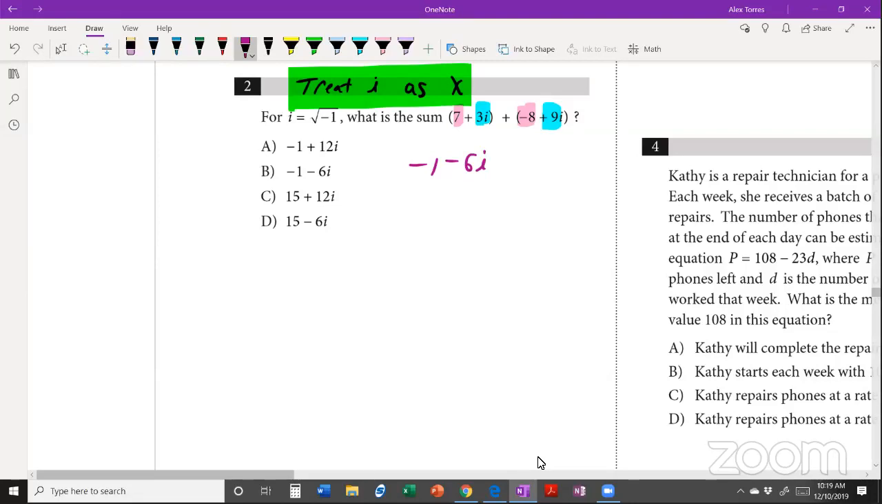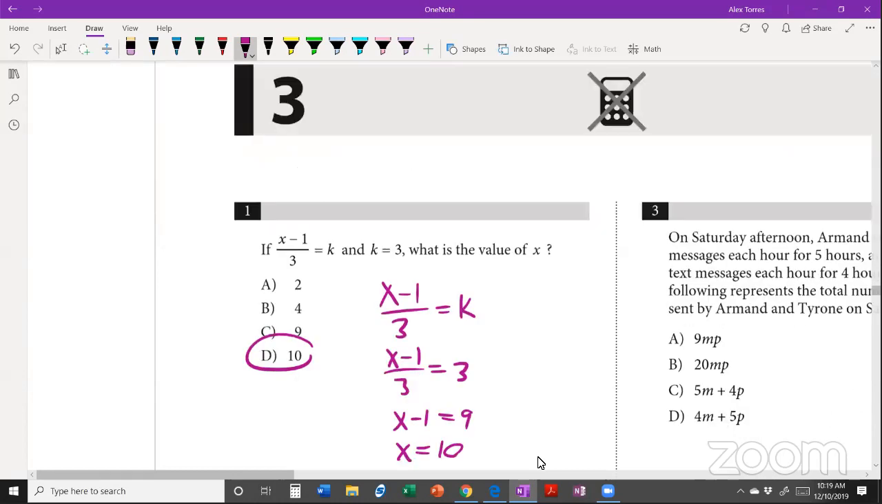7 minus 8. And why did I subtract it there? Because it's early in the morning, my time. It's 3i plus 9i. So 3 plus 9 is 12, silly. So we have 12i right here. And that's A for number 2. Going over to number 3.